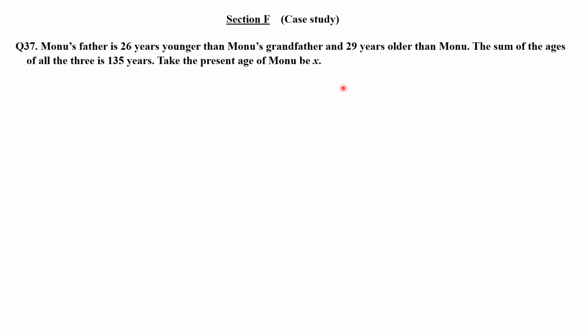Now take the present age of Monu to be X, and then there are sub questions. So first I'm going to write the age of Monu, Monu's father and Monu's grandfather in terms of X. First, it is already given, Monu's age you have to take as X. So I am taking the age of Monu here as X. Then what is Monu's father's age? Monu's father is 29 years older than Monu. Older means he's more, so I have to add 29 here, isn't it?